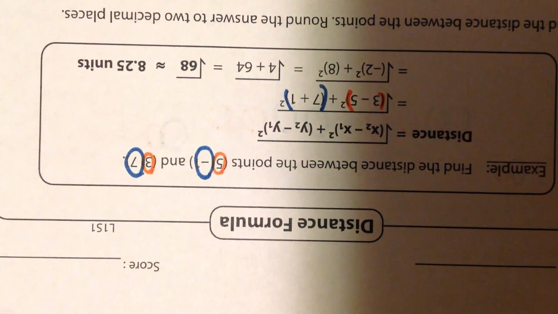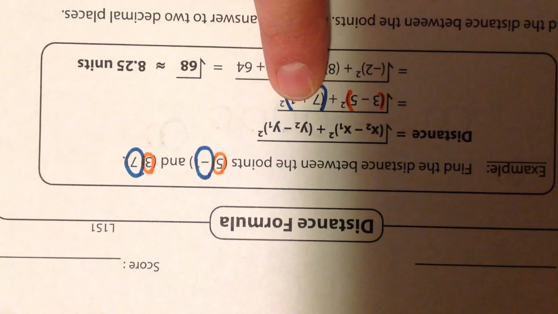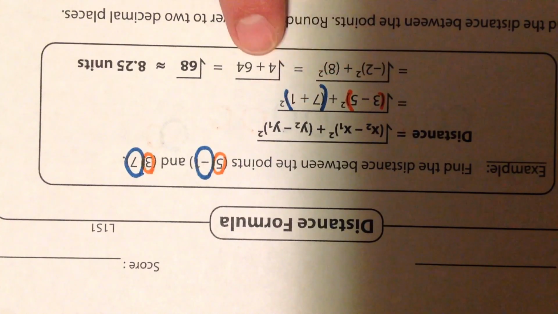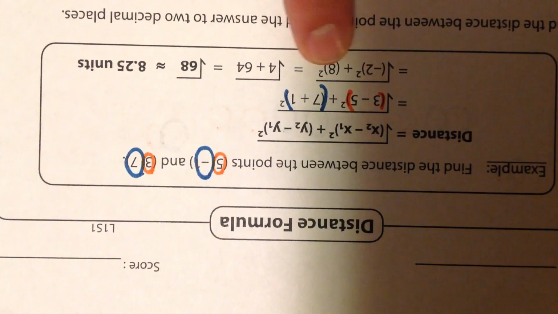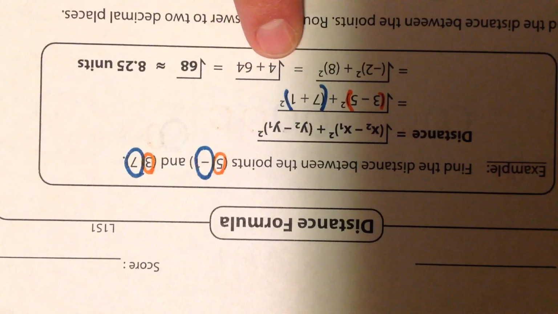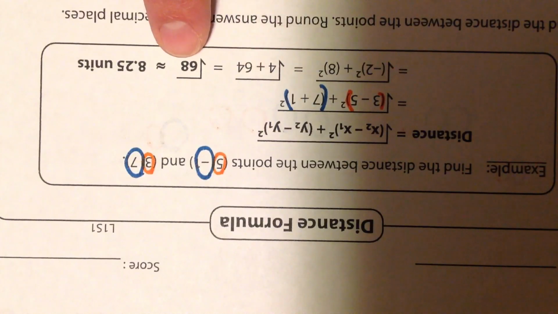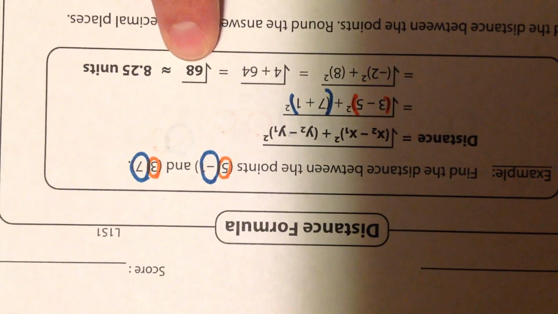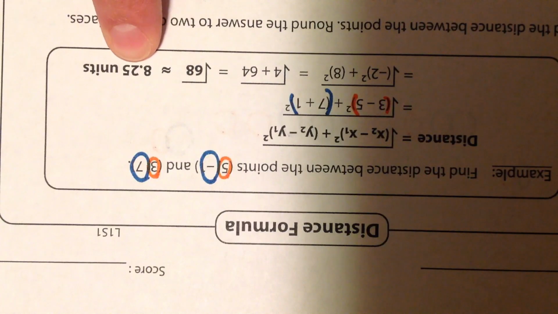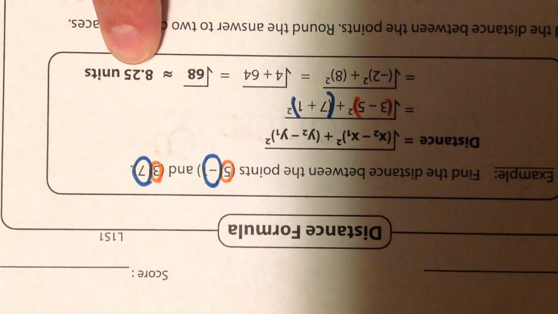We square that. So 3 minus 5 is -2 squared, and 7 plus 1 is 8 squared. -2 squared turns out to be 4. 8 squared turns out to be 64. When I add 4 plus 64, that equals 68. And the square root of 68, if you type it in the calculator, is about 8.25.